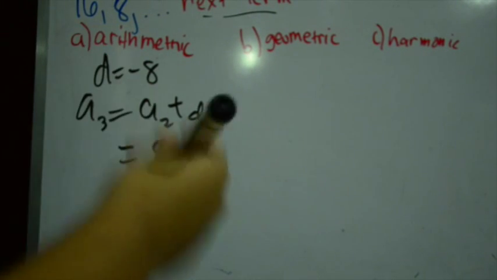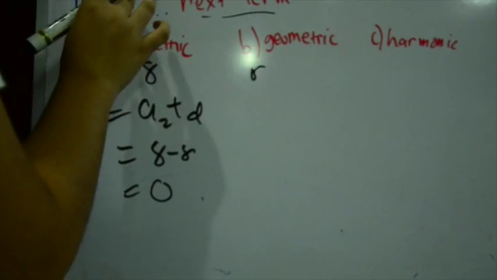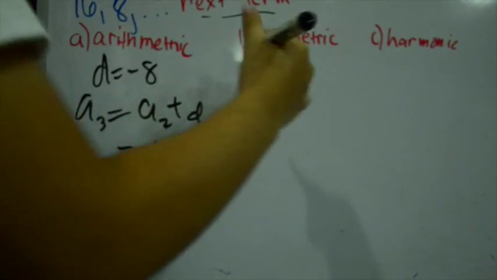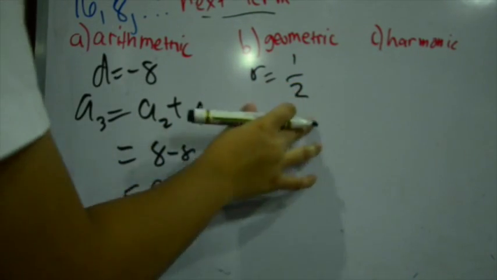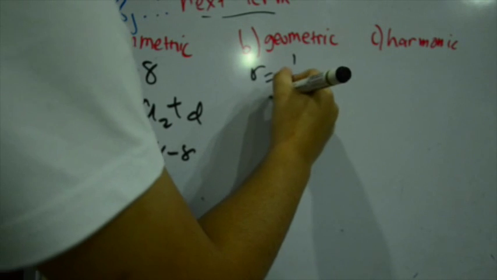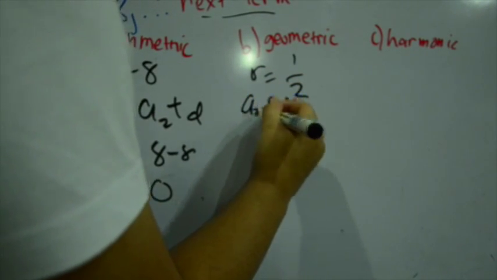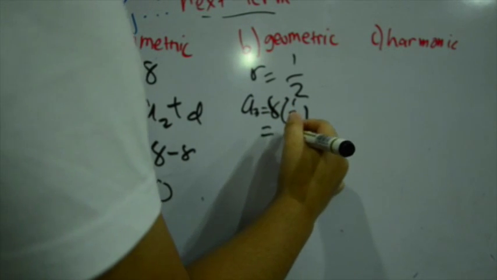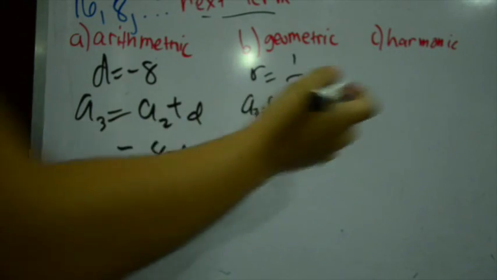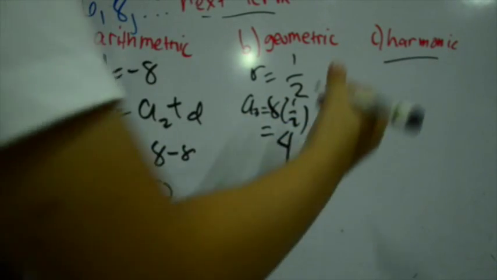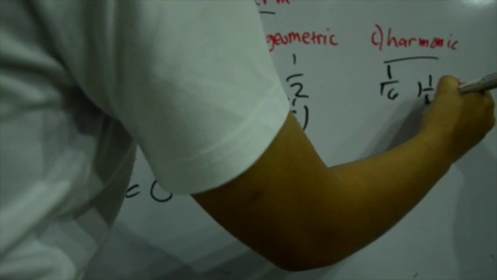And then next, what if it's a geometric sequence? Dividing the second term by the first term, we're going to have the common ratio equal to 1/2. Multiplying the common ratio to the preceding term, you're going to have 1 over 4, the next term. And then for the harmonic sequence, we're going to have 1 over 16 minus 1 over 8.